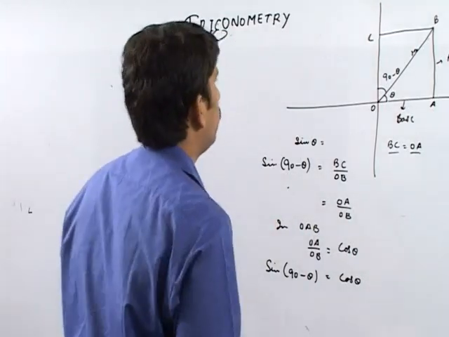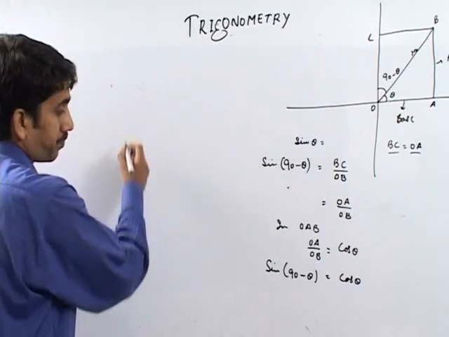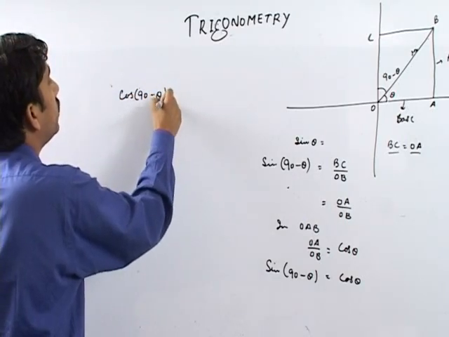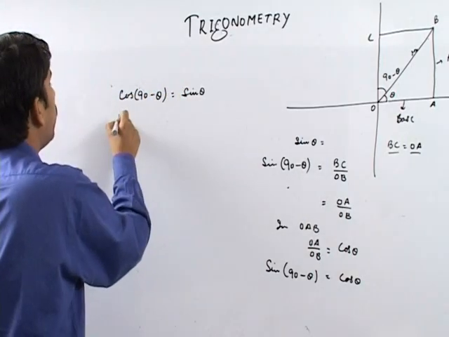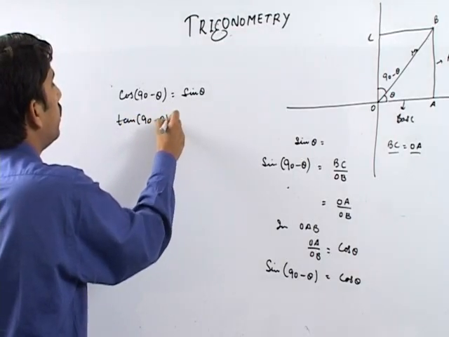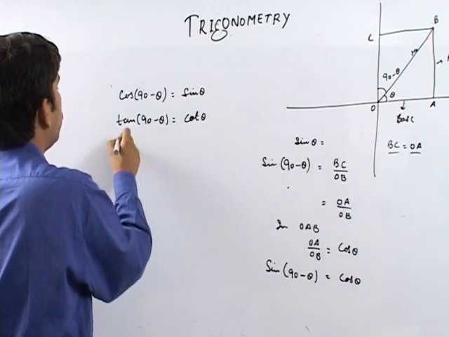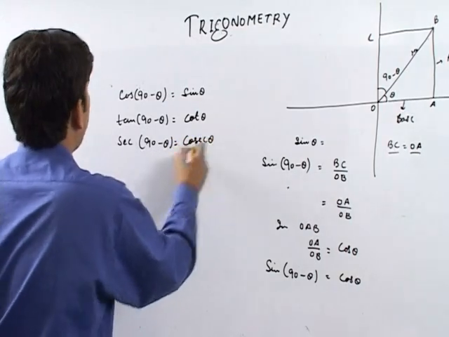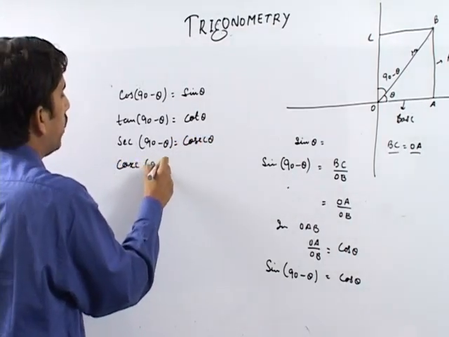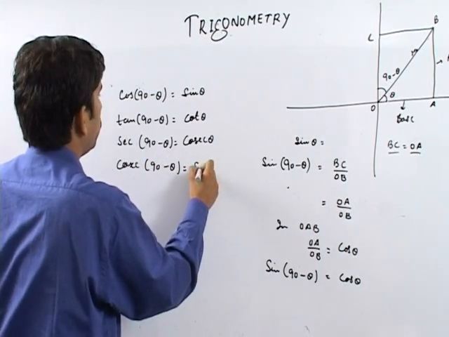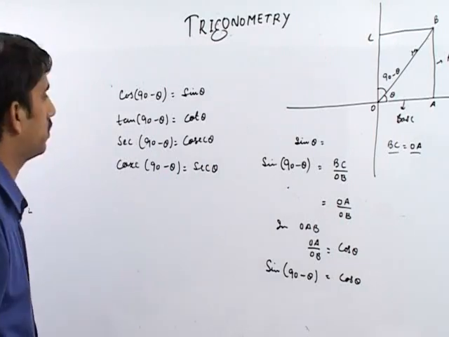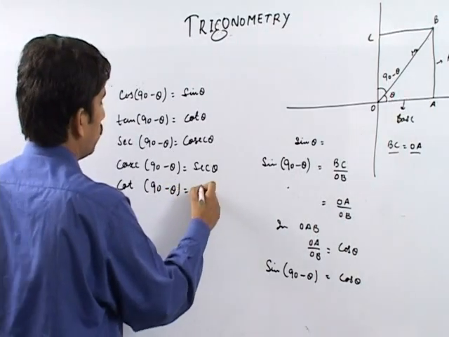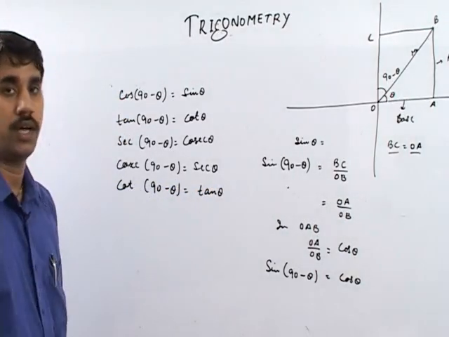In a similar pattern, you can prove that cos of 90 minus theta is equal to sin theta, tan of 90 minus theta is equal to cot theta, secant of 90 minus theta is equal to cosecant theta, cosecant of 90 minus theta is equal to secant theta, and cot of 90 minus theta is equal to tan theta.